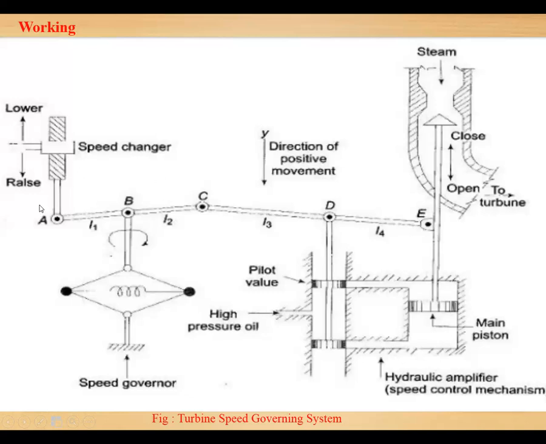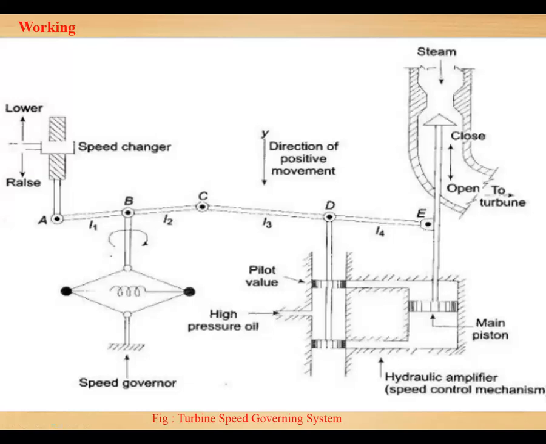In summary, if load increases, the speed of the turbine decreases. The speed changer gives a raise command, the flyball moves outward, point B moves downwards and D moves upward, and high pressure oil enters into the pilot valve and presses the main piston downward and opens the valve or gate to increase the flow of steam to the turbine. Thereby, the speed of the turbine increases and maintains constant speed.